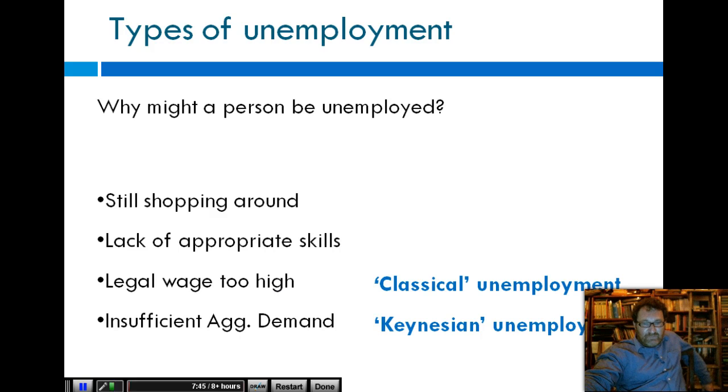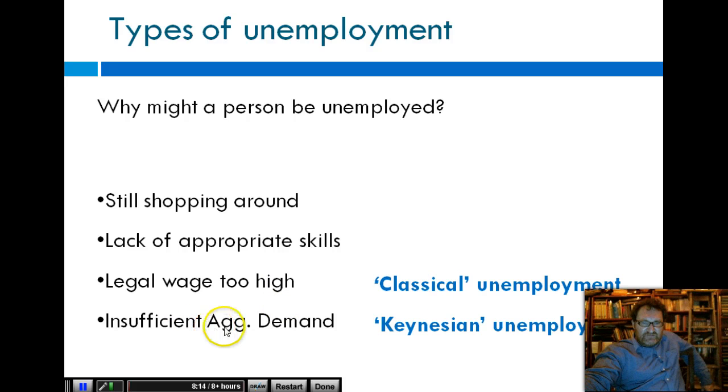that is, if the legal wage, the price of labour, was set above its equilibrium level, the equilibrium level being the wage rate at which the quantity of labour demanded equals the quantity of labour supplied, then the quantity of labour supplied would be greater than the quantity of labour demanded by employers, and so there would be surplus labour, that is, unemployment. And this is commonly known as classical unemployment.